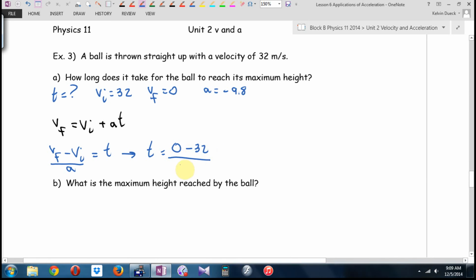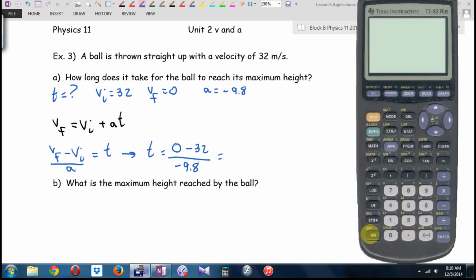It's a little bit of setup, but it's worth it in terms of bang for your buck. Divided by negative 9.8. By the way, time, scalar or vector, who remembers? Time is a scalar, so I better get a positive answer. Now, on your calculator, is there more than one number in the top? You better put the top in brackets. You better go bracket 0, take away 32, divided by negative 9.8.